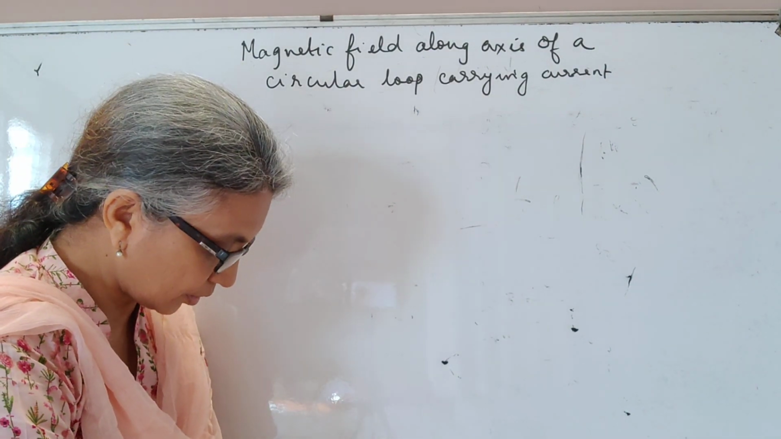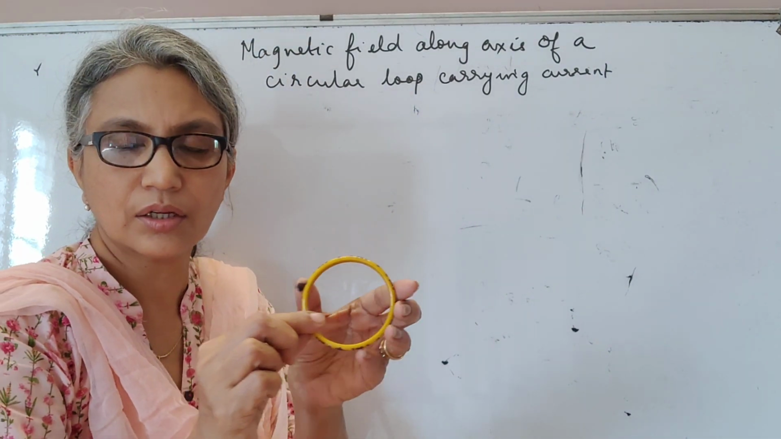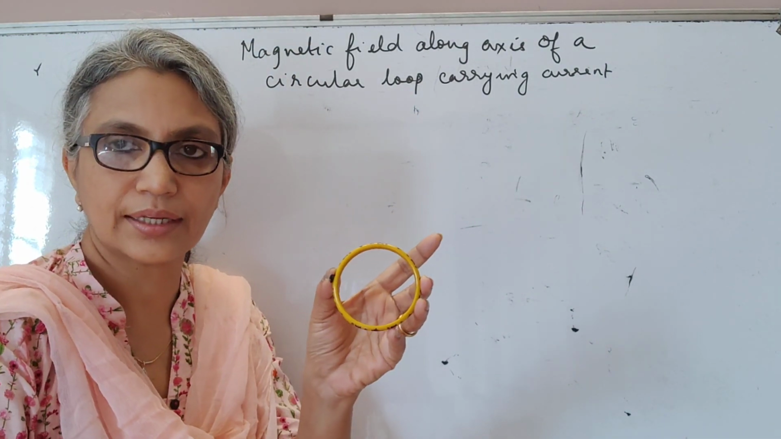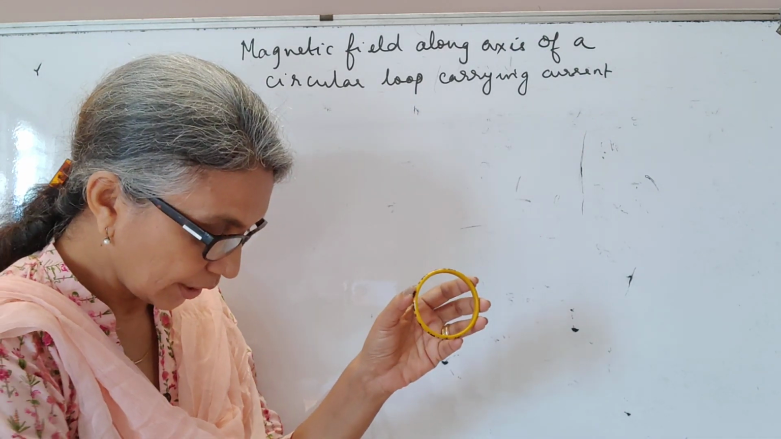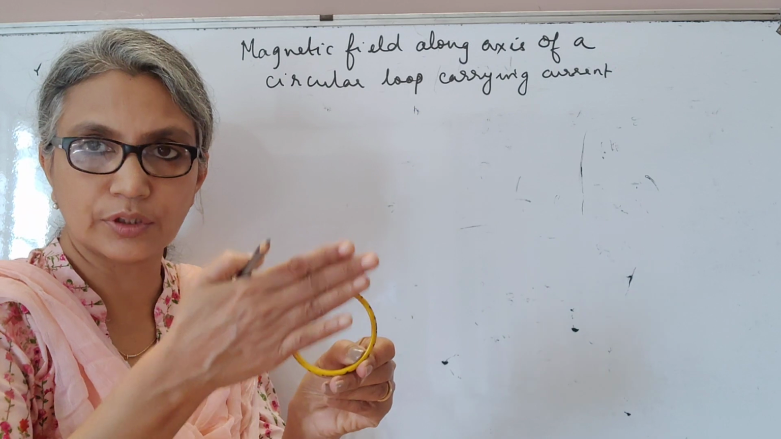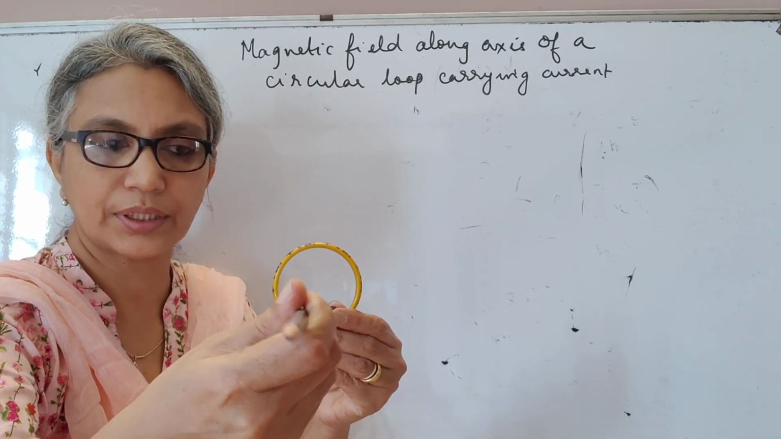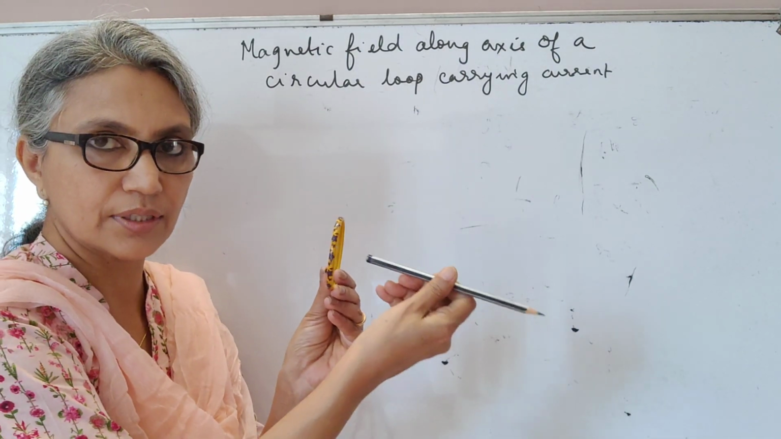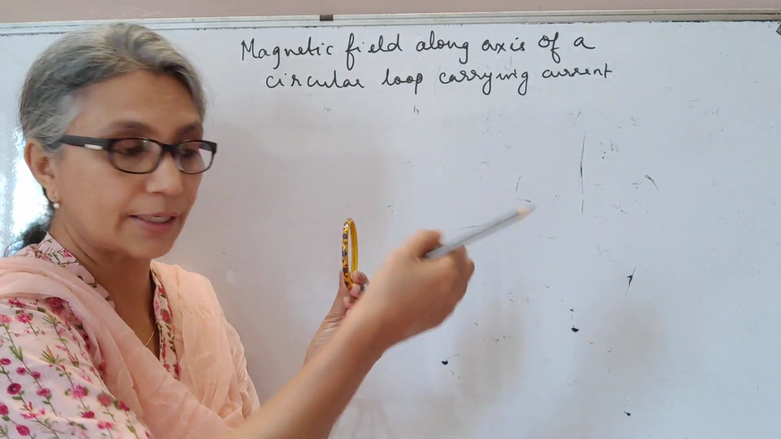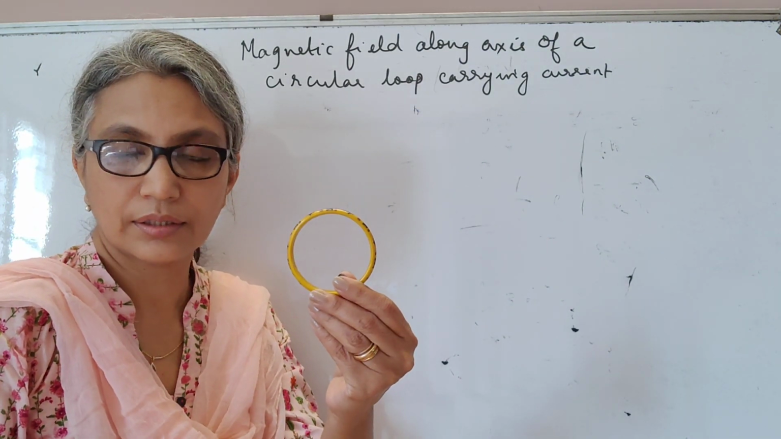Now, when we talk about a circular loop, it's something like this, a ring, a metallic ring which carries current. Let's imagine it is carrying current in the anti-clockwise direction. And when I talk about the axis of this circular loop, this is the plane of the loop. So any line that passes through the center and is perpendicular to the plane of the loop, you can see it like this. It is passing through the center and perpendicular to the plane of the loop. This is called the axis of this circular loop.